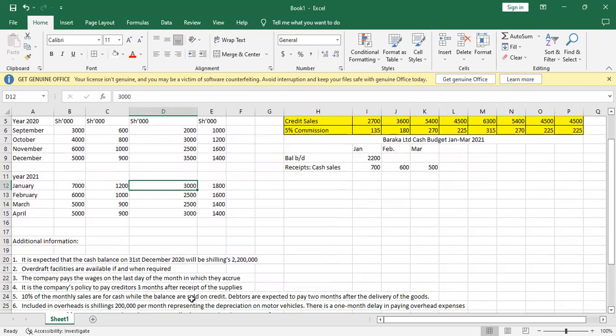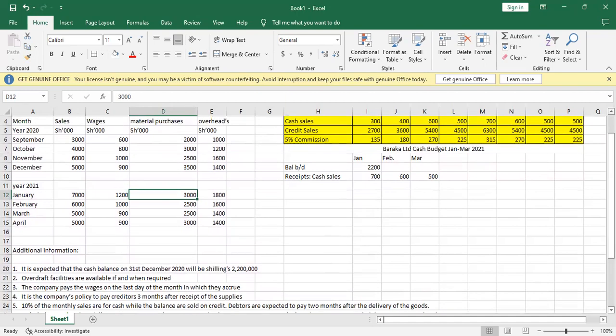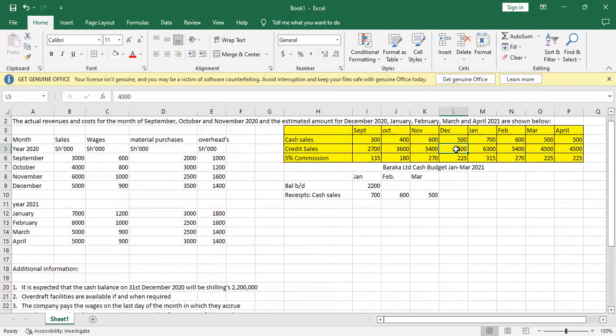10% of the cash while the balance is sold on credit. Debtors are expected to pay. So we are talking of the credit sales. Debtors are paying us 2 months after. So in January, we'll be receiving the payment that is due in November. So debtors. November 5/4 will be paid in January. Then December 4/5 will be paid in February. And then 6/3 will be paid in March, right?